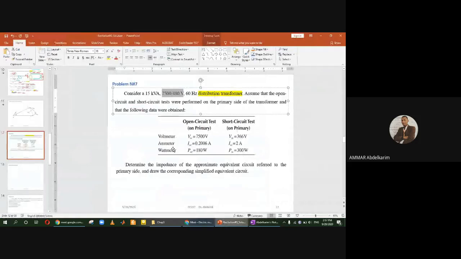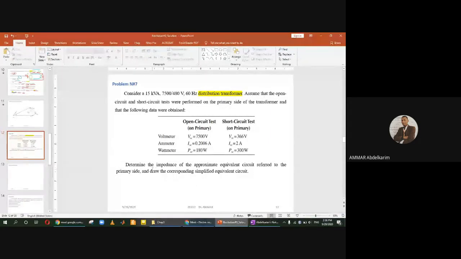So consider a 15 kVA, 7,500/480 volt, 60 Hz distribution transformer. Assume that the open circuit and short circuit tests were performed on the primary side of the transformer. Both of them have been done on the same side, and the following data were obtained. Here is the open circuit test on the primary. Those are the measurements.